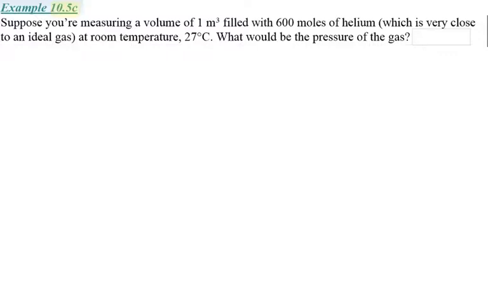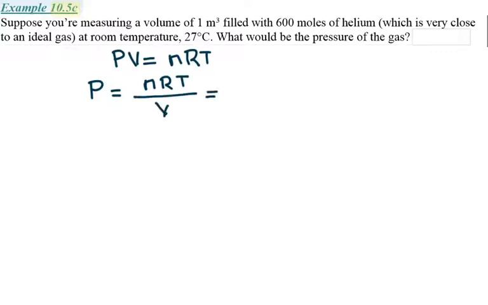So let's set up this question that we just read before. I can write that PV is equal to nRT, and the pressure, they ask you what the pressure is equal to nRT divided by the volume. So the pressure is going to be equal to, if I plug in all the numbers, so I have 600, 8.3 for universal gas constant, and 300 for the temperature. I have to convert it into Kelvin.